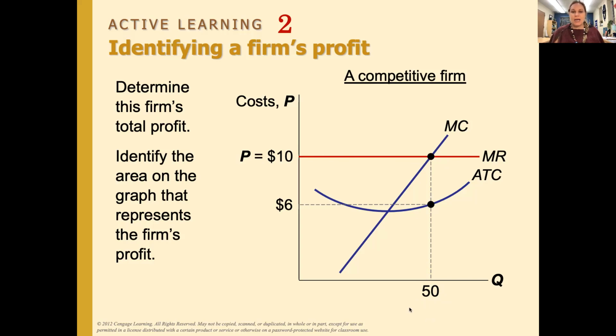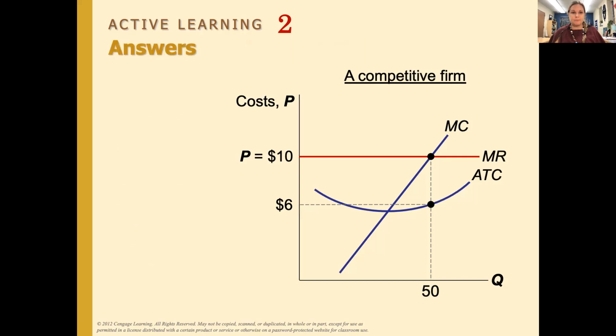Now I need to address whether I'm covering all of my costs. And here, because the price line is above average total cost, it means that I'm going to be bringing in enough money, in fact, more money than I need to cover both my fixed and variable costs of producing those units. And so here I should expect a positive profit.